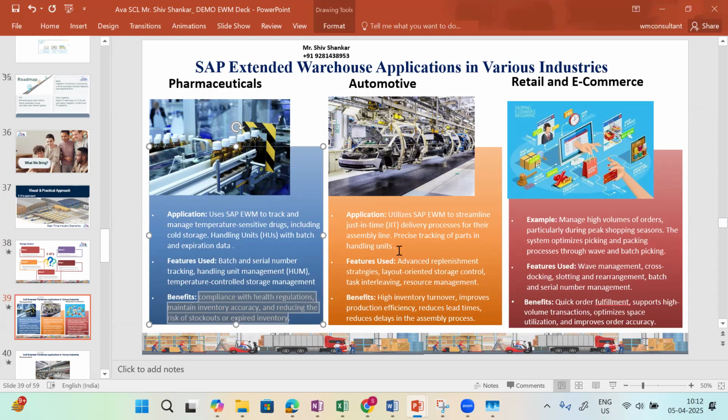Similarly, the automotive industry, like Volvo, Benz or Toyota, uses handling unit management to benefit from high inventory turnover and improved production efficiency. And similarly, clients like Walmart, Alibaba or e-commerce players like Amazon, in the retail or e-commerce industry vertical, use handling units for quick order fulfillment and to support high volumes.